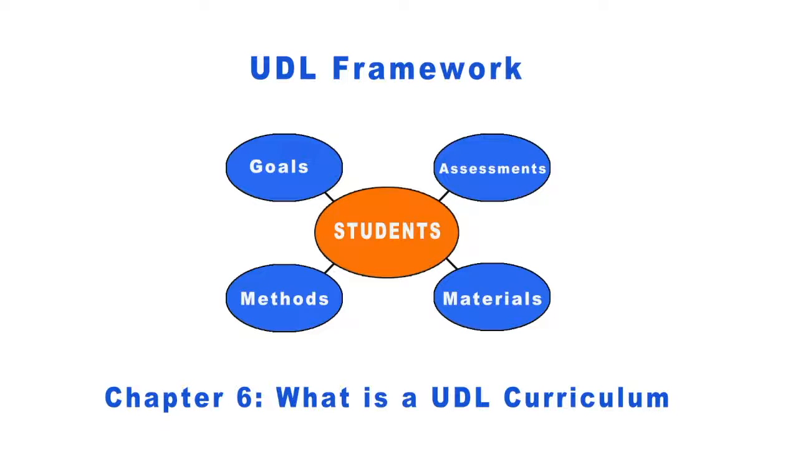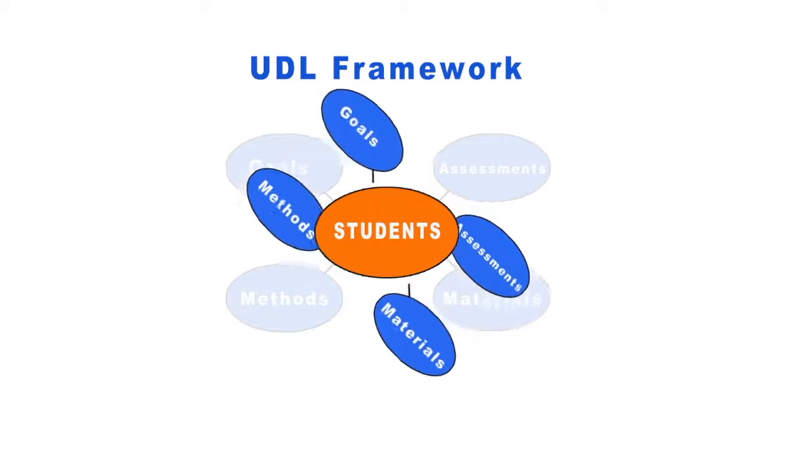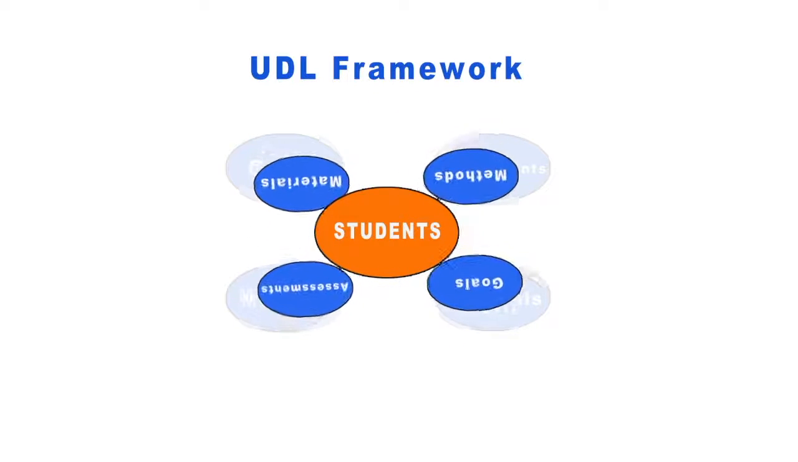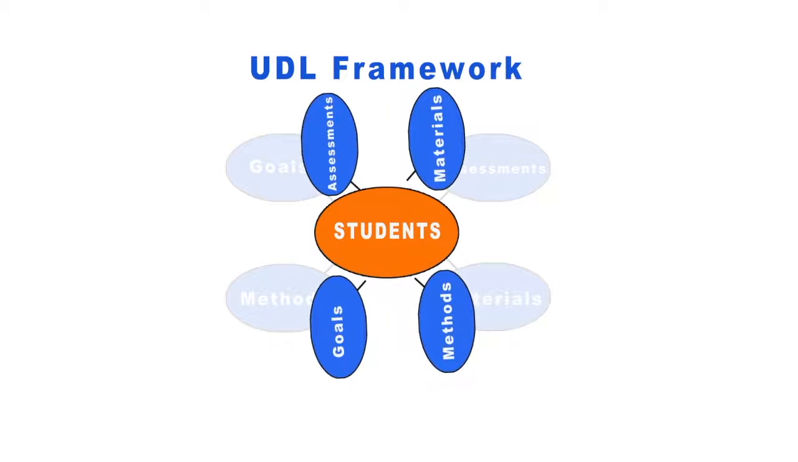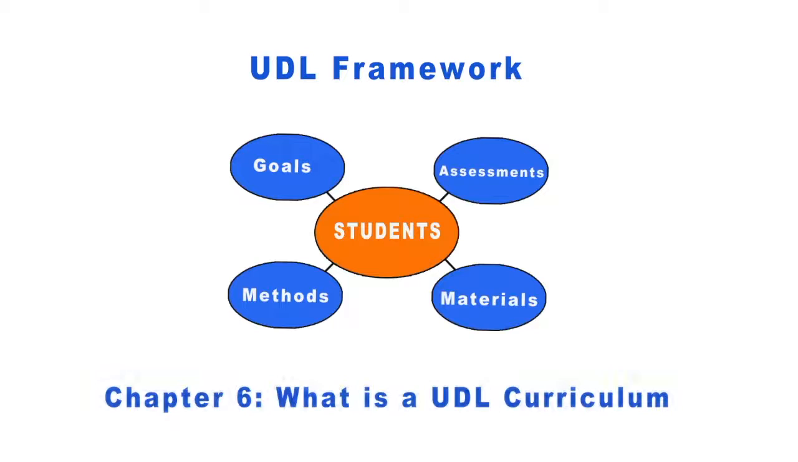There are 4 components of effective curriculum from a UDL perspective. The 4 components are goals, assessments, methods, and materials. An effective curriculum must have the learner at the center, surrounded by supports which facilitate the variability and diversity of all learners.